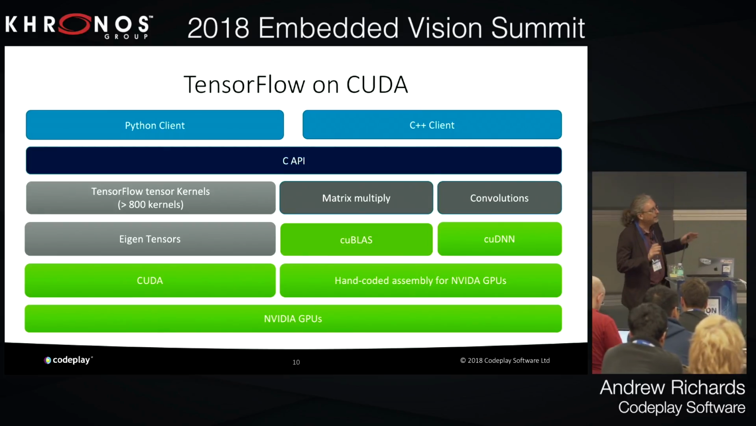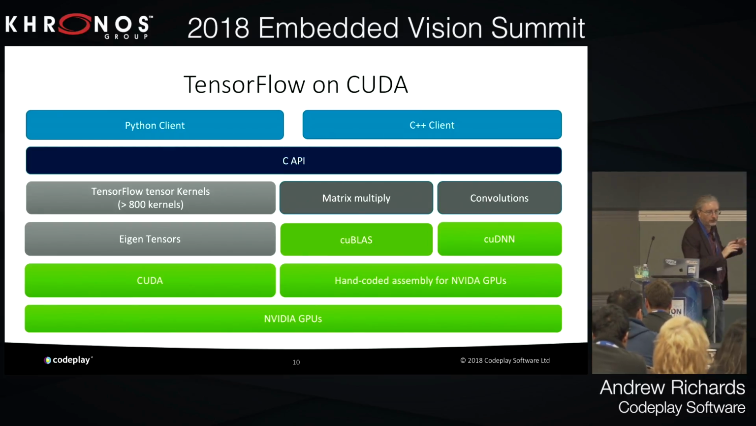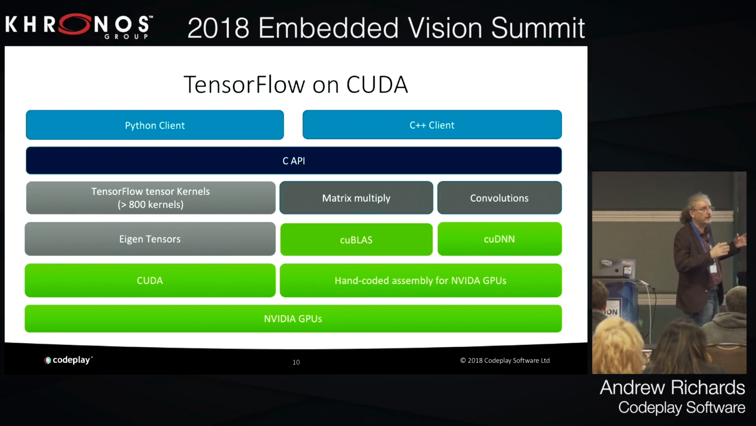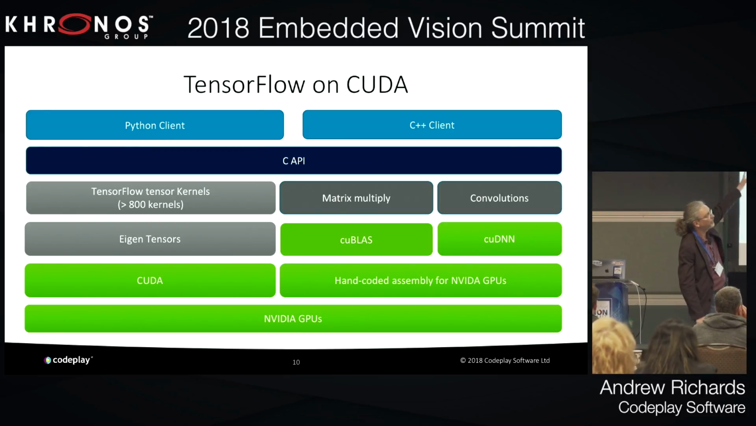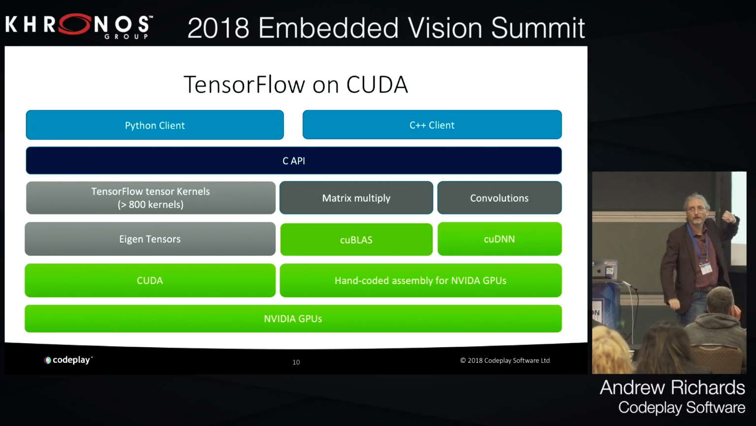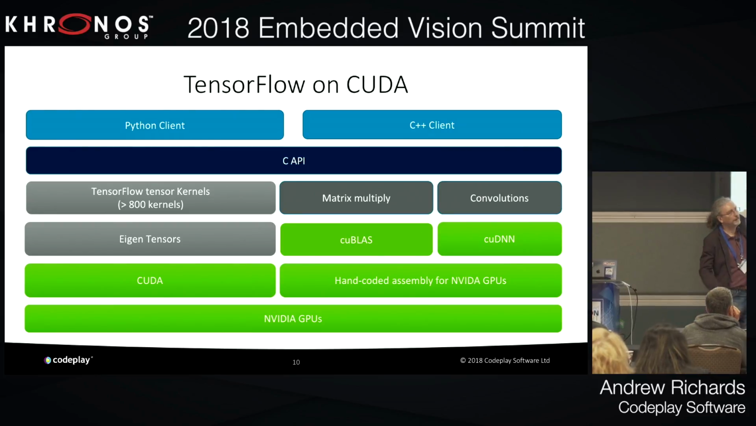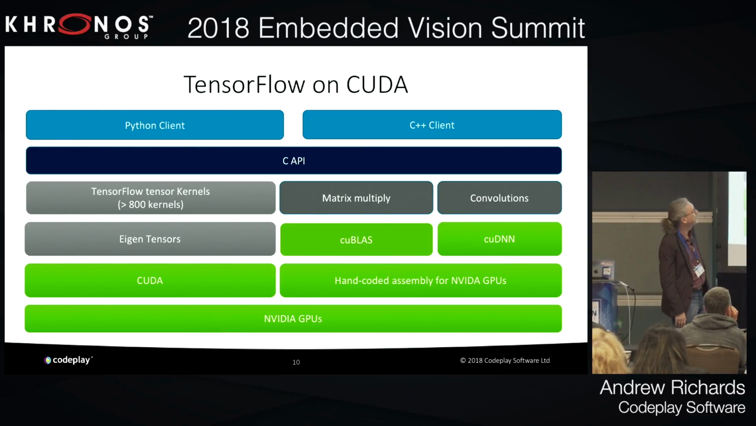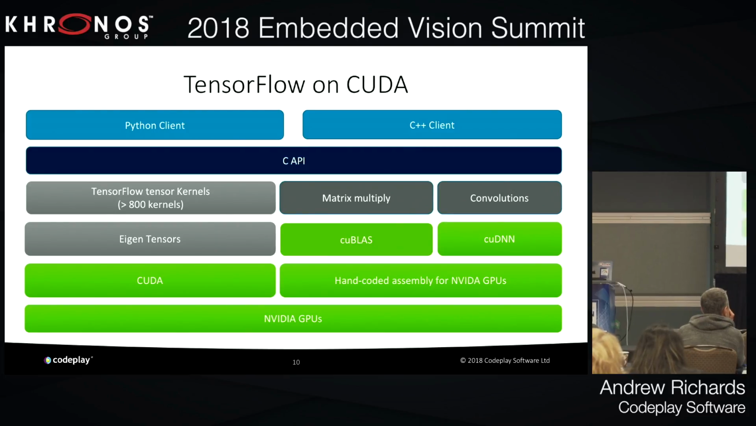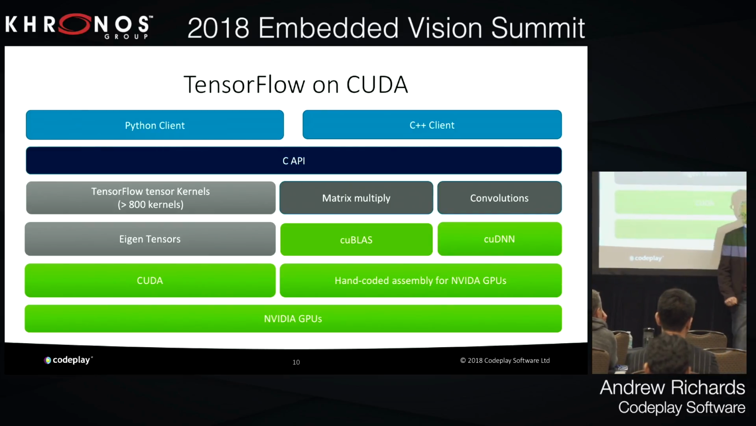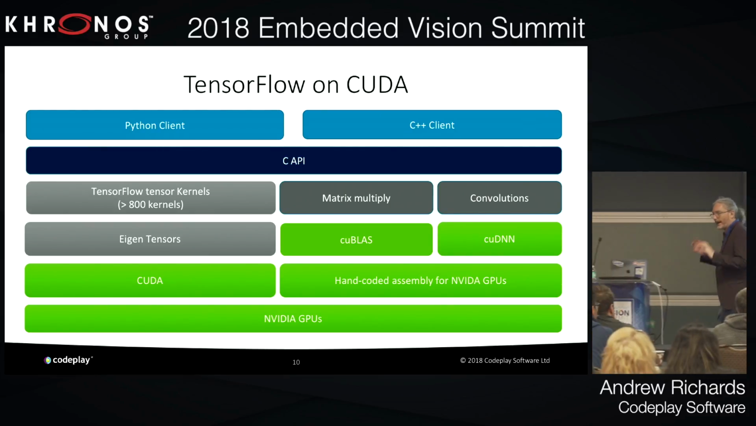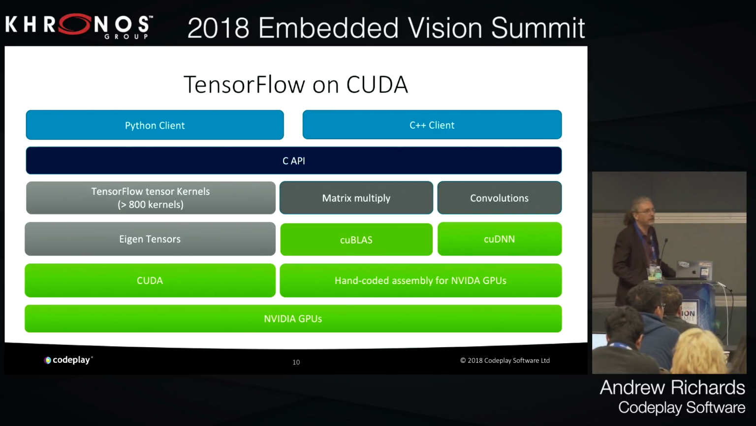So basically, this is TensorFlow on CUDA. This is what TensorFlow looks like as an architecture on CUDA. A Python client at the top. Most people use the Python interface, but there's a C++ interface and a C API. Then you've got over 800 of these TensorFlow tensor kernels, which sit on top of Eigen tensors, which sit on top of the CUDA compiler. And then you've got some matrix multipliers and some convolutions. The matrix multipliers sit on cuBLAS, and the convolutions sit on cuDNN, and they are hand-coded assembly for NVIDIA GPUs.